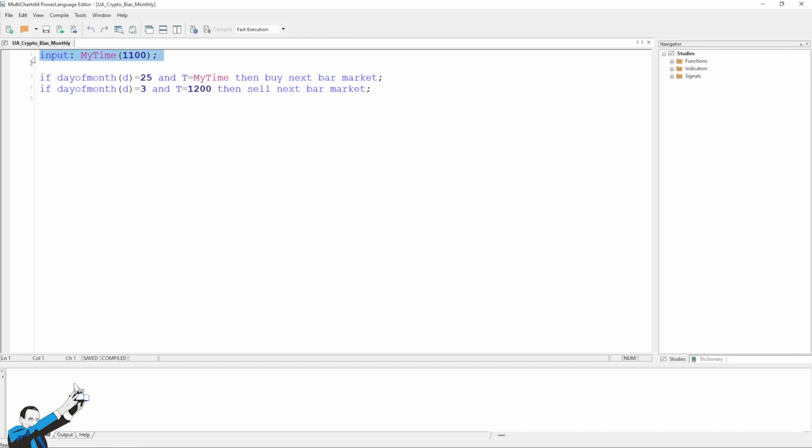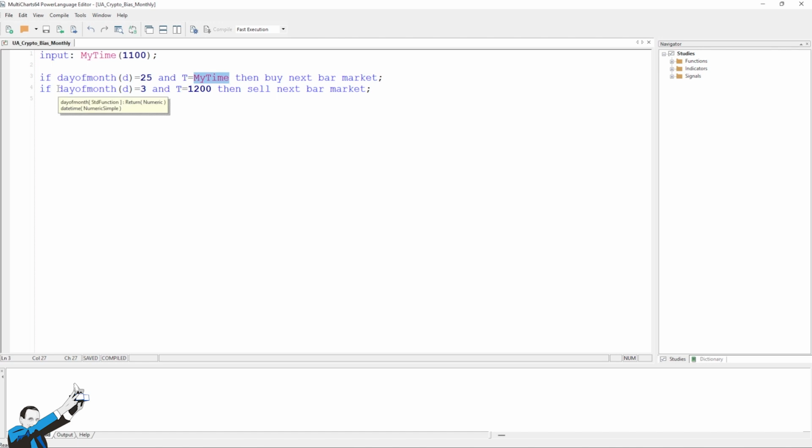In the first line, we have the input called my time, which is the entry time of our strategy, which occurs on the 25th of each month. As we know, the crypto market is open, well, every single day of the month. And this means that this condition will always be verified. And so it will always be possible to set up a market entry on the 25th of each month, entering at 11 a.m., as mentioned, which is our start time.